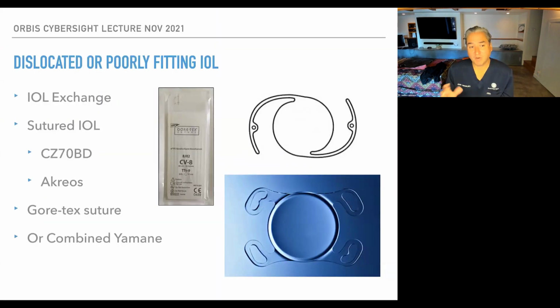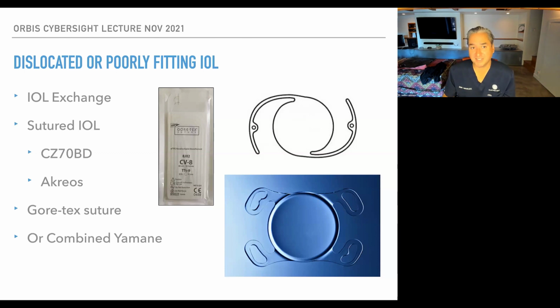So it's basically an IOL exchange, and to put a new lens in, if there's no capsular support, you either have to suture a lens, and you can use Prolene, or you can use Gore-Tex, or you can do a Yamane technique where you do intrascleral haptic fixation. So I'll show some videos on this later.